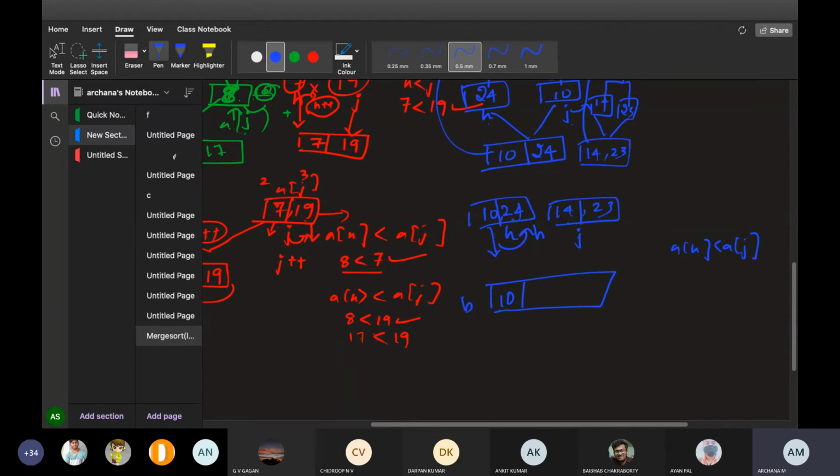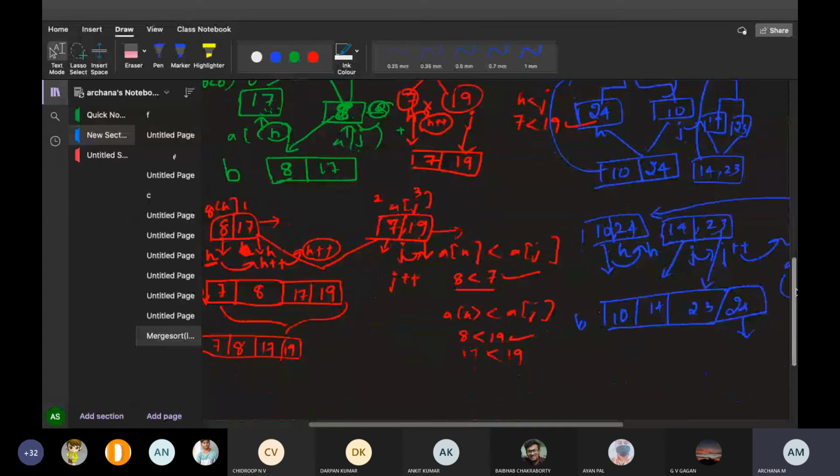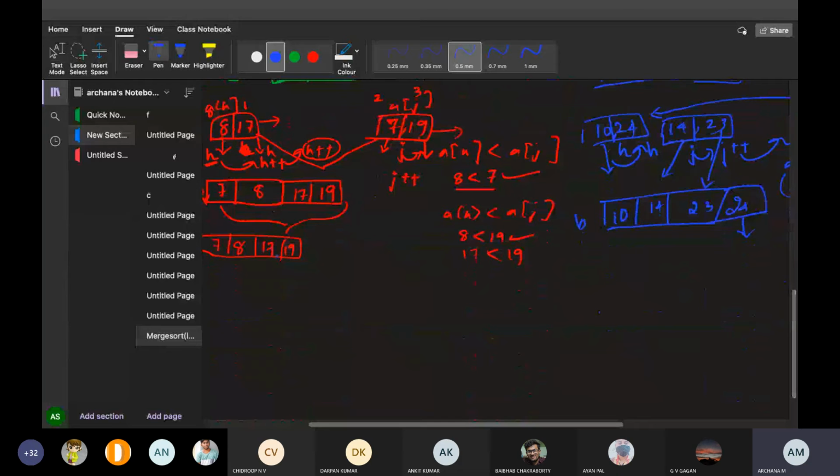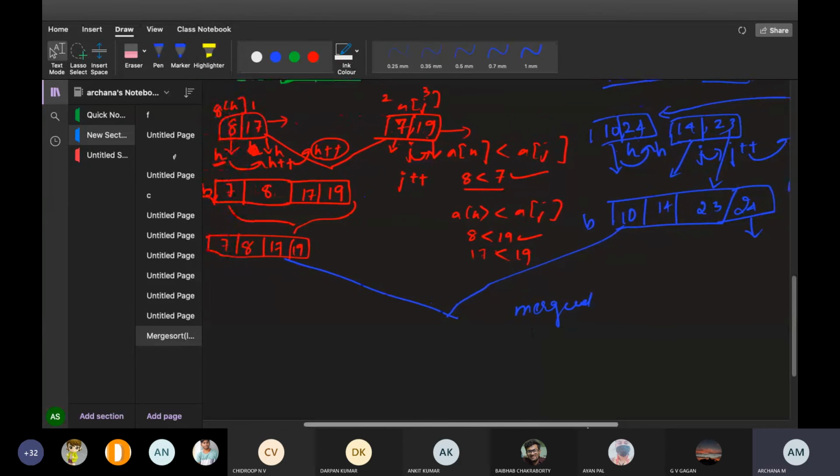J is not incremented. Now compare 24 with 14. Is 24 less than 14? The condition is true or false? False. Now what happened? 8, 17, 19. Look here, this one and these two are now merged. Okay. Same thing, follow the same method, whatever I told.